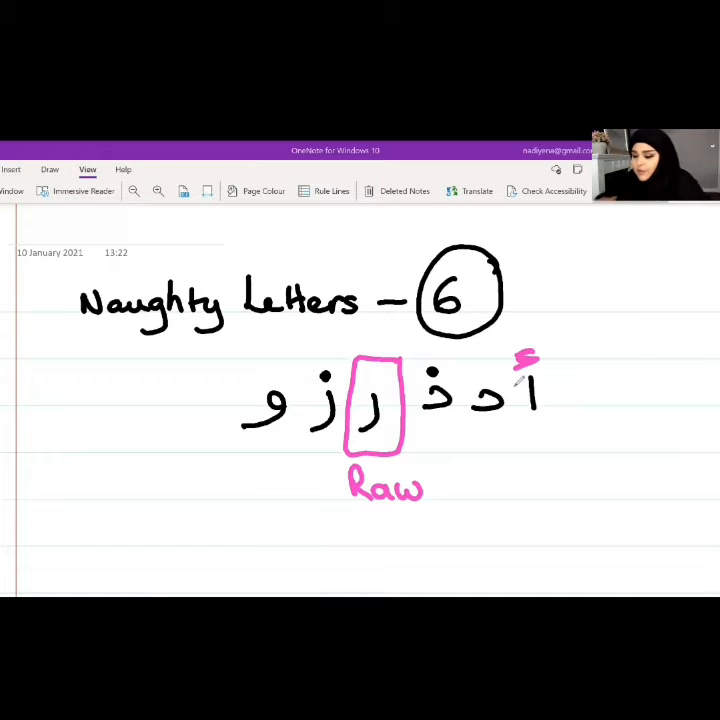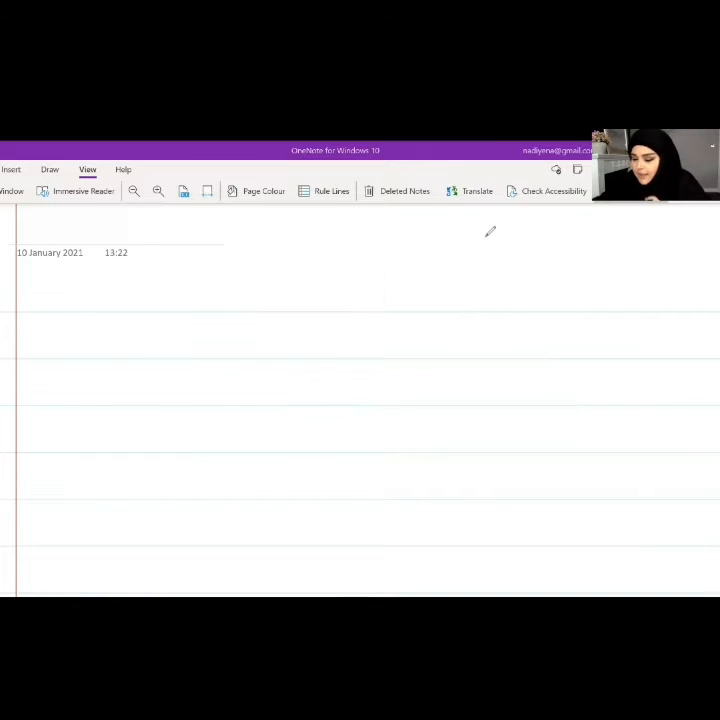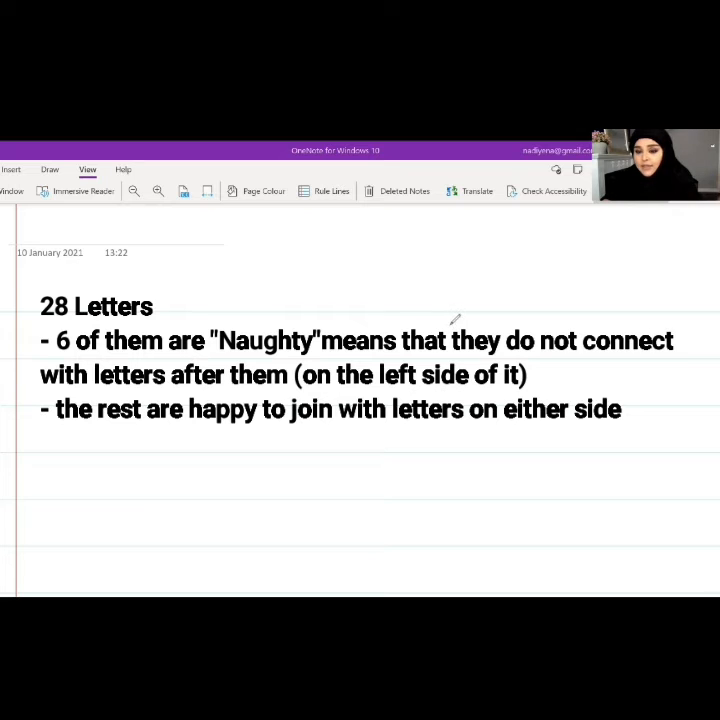Okay, so now we're going to do writing. There are 28 letters in the Arabic alphabet. 6 are naughty letters, which we're doing today. And the rest are all what we call the connecting letters. They can connect on both sides.